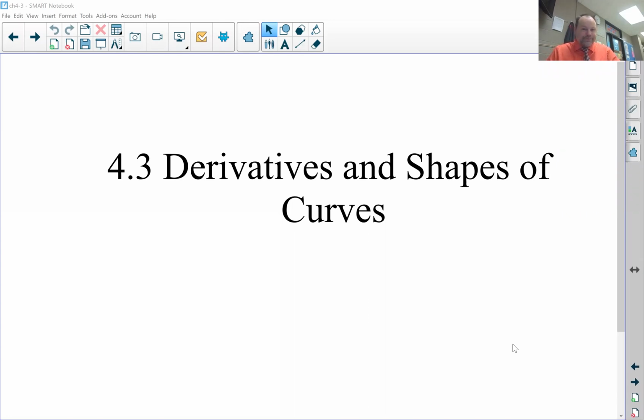Lesson 4.3 is all about derivatives and what they tell us about a graph. And some of this should be reviewed because we talked a little bit about it in, I want to say chapter 2.